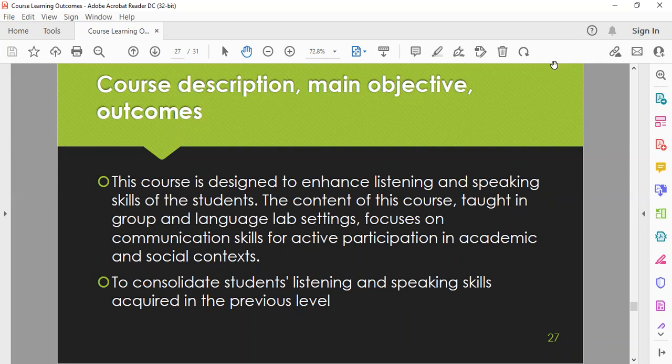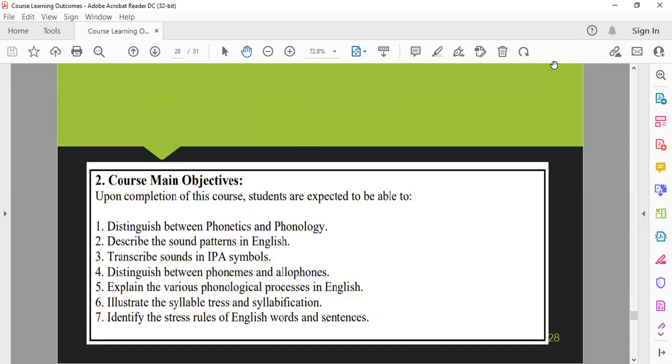And then outcomes, we know how they are written, and we have discussed this. For example, these are, I think, good examples of course description. This course is designed to enhance listening and speaking skills of the students. The content of this course taught in group and language lab settings focuses on communication skills. So this is a good introduction to the course. For the next one, this is a good example of a main objective: to consolidate students' listening and speaking skills acquired in the previous level. This is good here. But look at this example here of course main objectives.